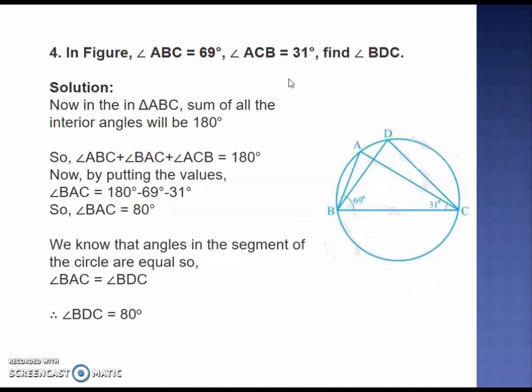So angle ABC in the figure is given as 69 degrees. Angle ACB is given as 31 degrees. You have to find angle BDC.